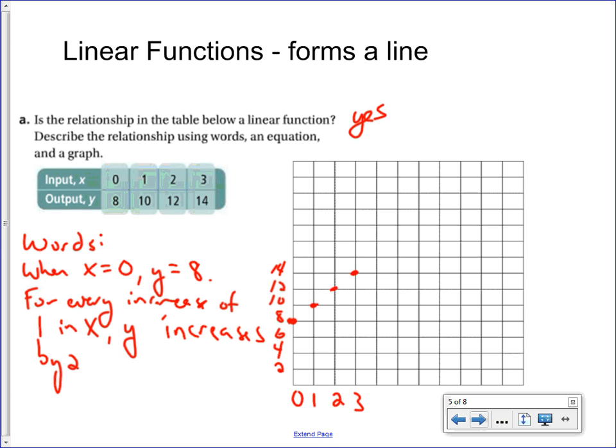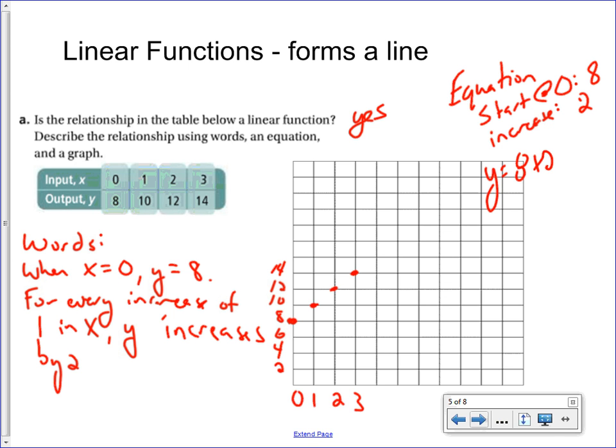And then the equation. Equation, again, we have to think of a start, and that's at 0. And then we have to go increase or decrease by. So our start here is an 8, and it increases by a 2. So our equation would be y equals 8 plus 2x. Okay.